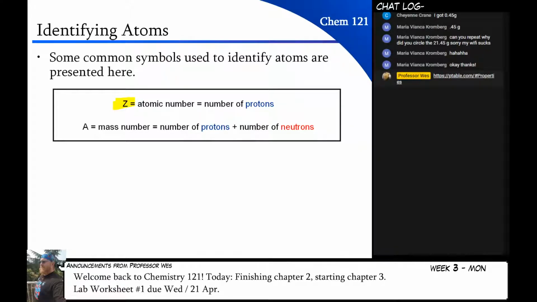Z is the number of protons. That will always correlate to some atom. So for carbon, Z is 6. For oxygen, Z is 8. For fluorine, Z is 9, and so on and so forth.